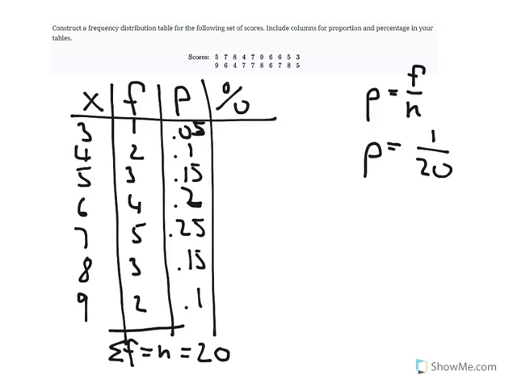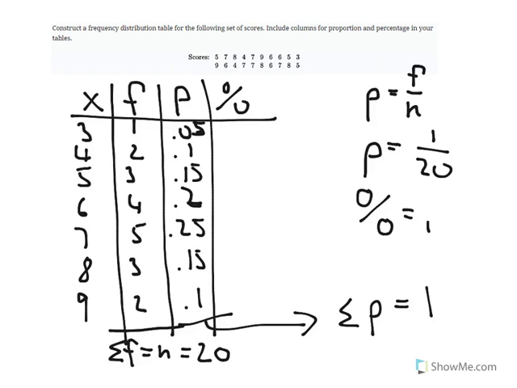And you can double check that again once you add them all up. The sum of the proportion, remember, it always has to come up to 1. If you add all of those, 0.05 plus 0.1 plus 0.15, etc., then you're going to have a proportion of 1.